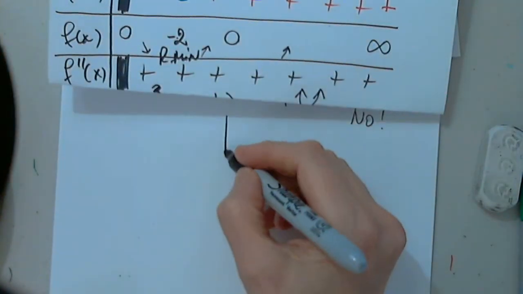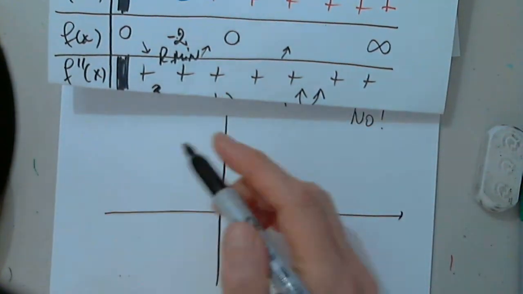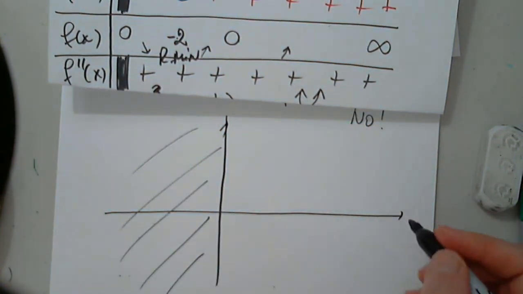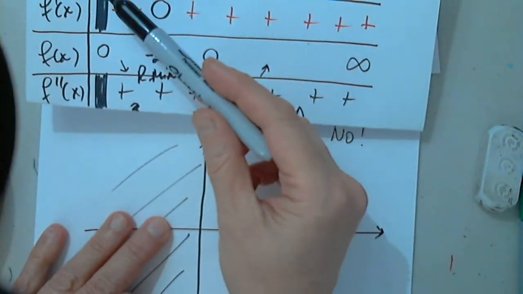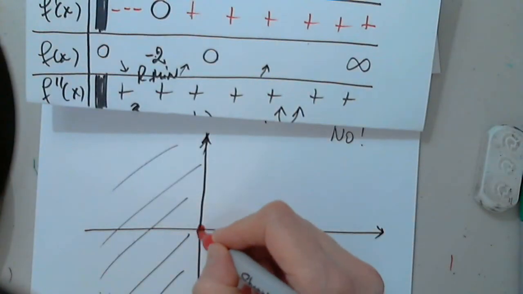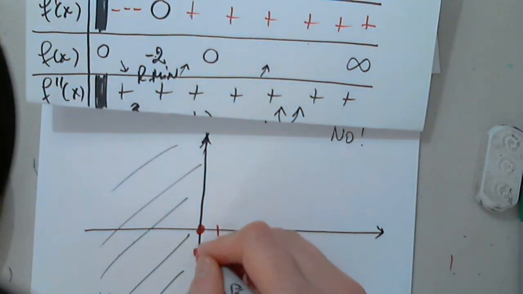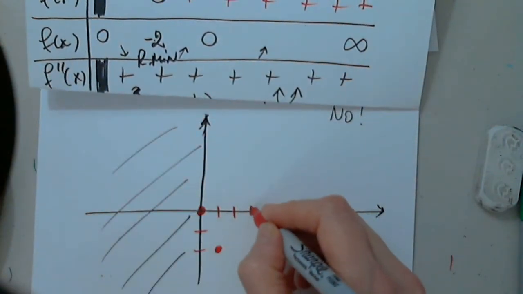Okay. I always start, and I should not even have put anything on this side. Okay. So I always start with the points. What points? I have 0, 0. I have 1, comma, negative 2. And I have 3, comma, 0.